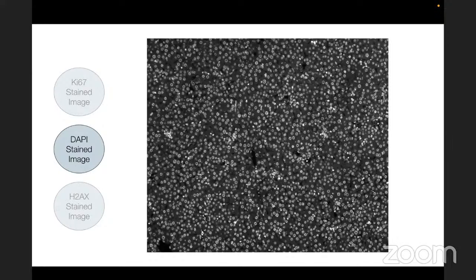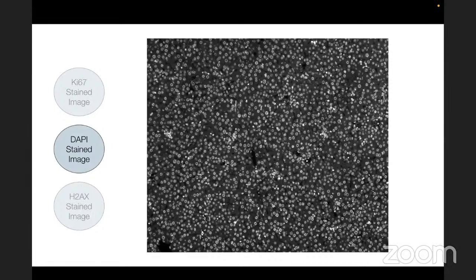The first stain that we have is the DAPI stain, and DAPI is a small molecule that is attached to DNA. The purpose of this stain is to let us see the different nuclei in this tissue. In this image, we have about 3,000 different nuclei, and each of those little circles is showing a nucleus.